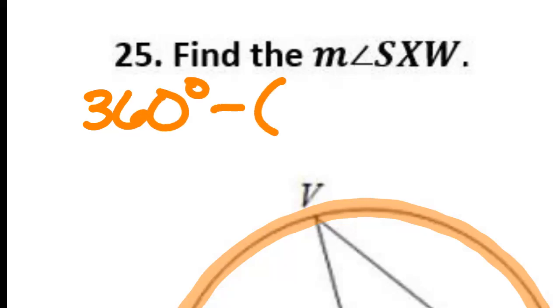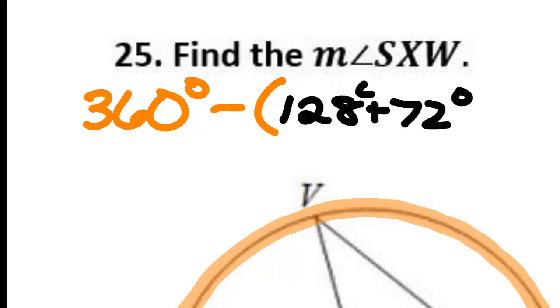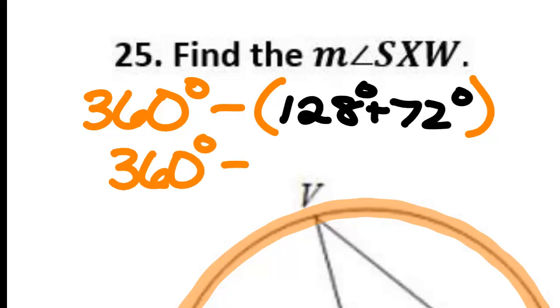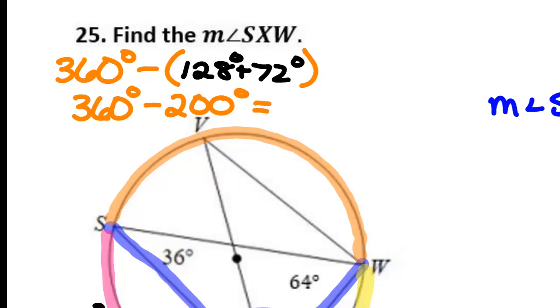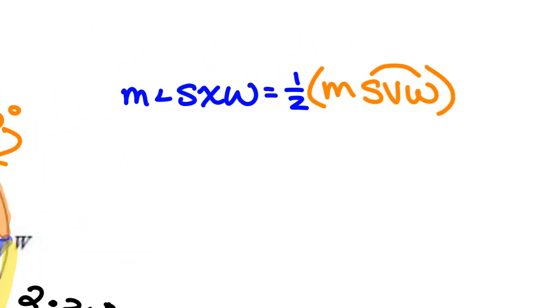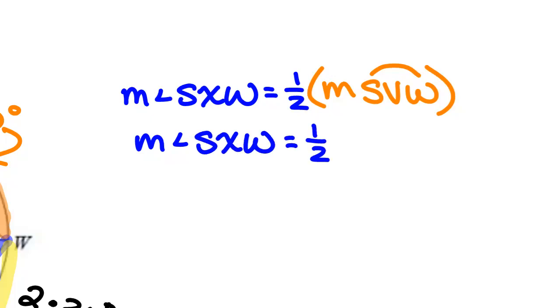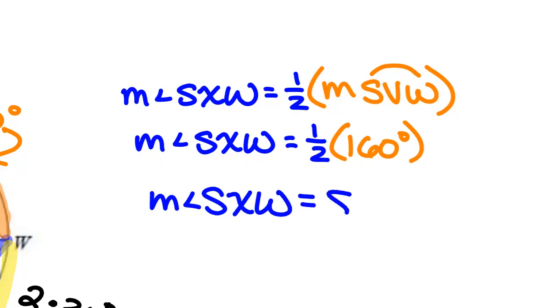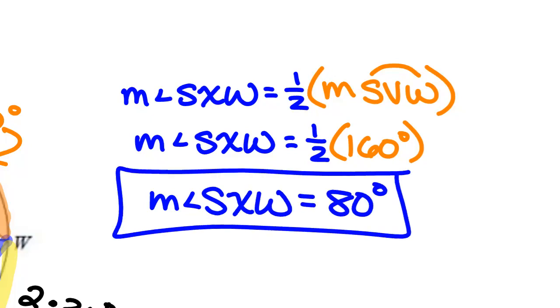Yep, 360 minus 128 plus 72. What is 128 plus 72? 200. What is 360 minus 200? 160. So this arc here is 160 degrees. The measurement of angle SXW is half of that 160 degrees. What is half of 160? 80. So SXW is 80 degrees.